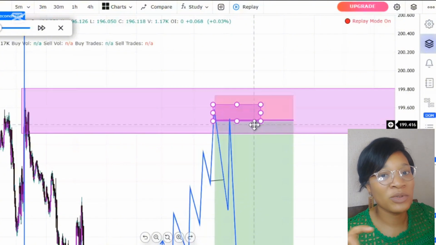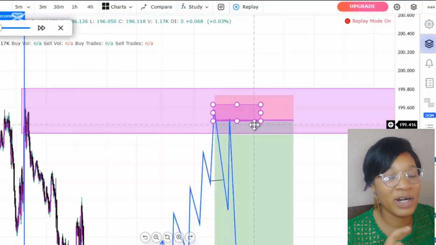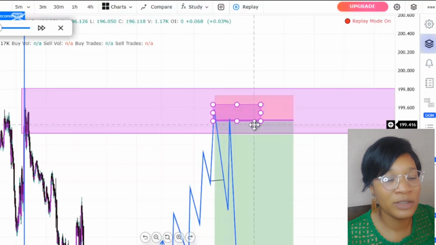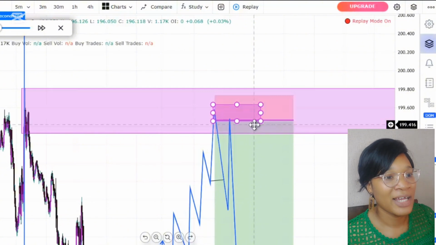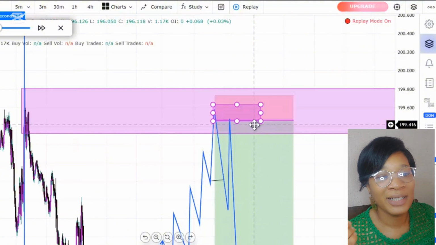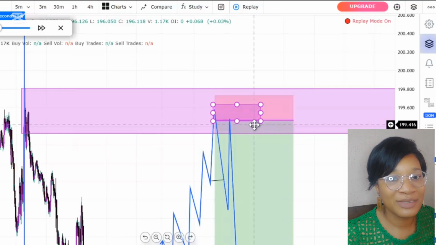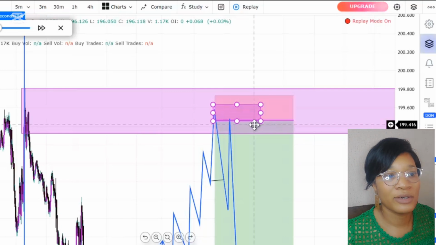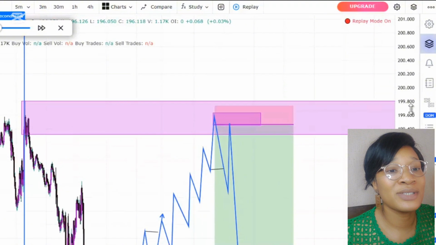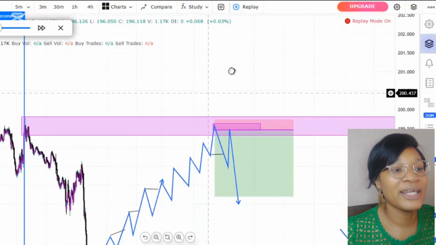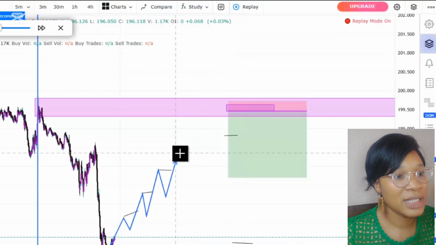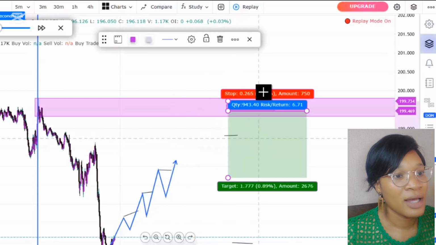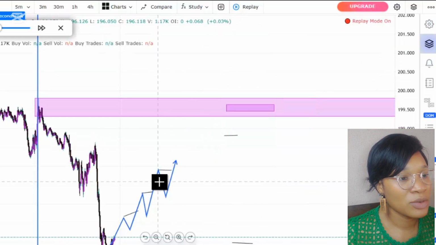So that's one of the perks of using this particular change of character to mark out your entry model. But like I said, price doesn't always give this indication of coming into your zone, taking the last break of structure out, and all of that. But whenever you see it play out on your chart, know that yes, you are in for a ride. So let's take all of this away and let's see what price actually does.